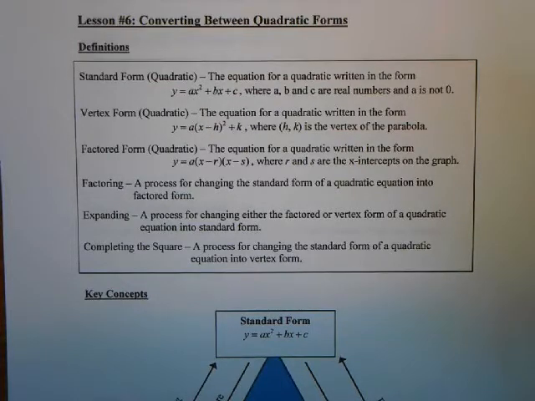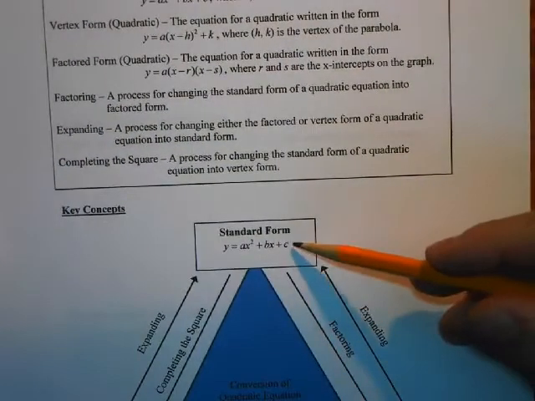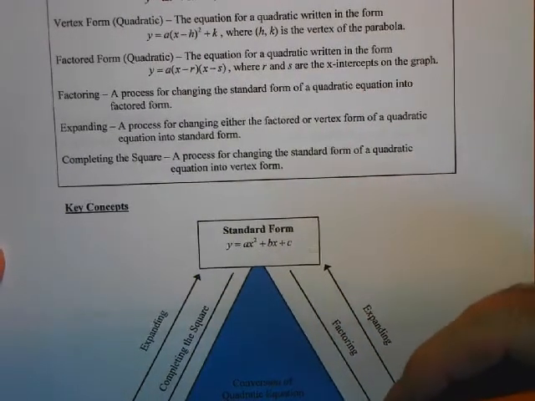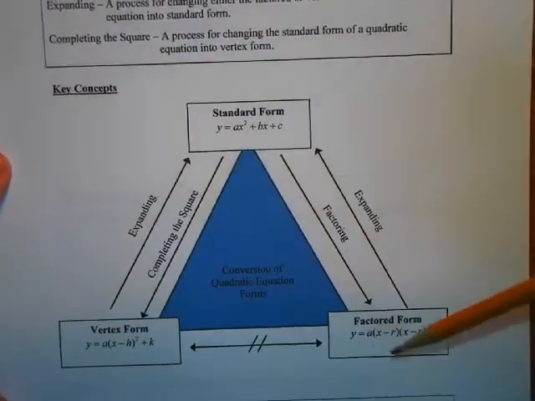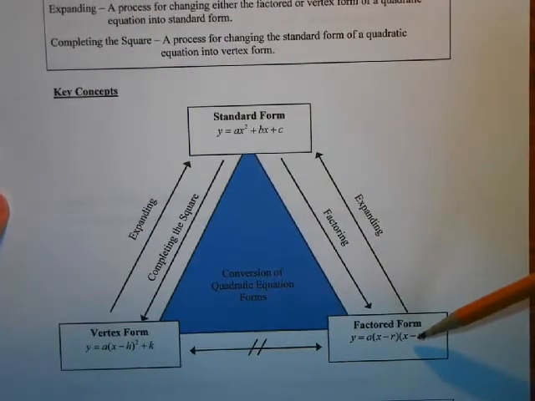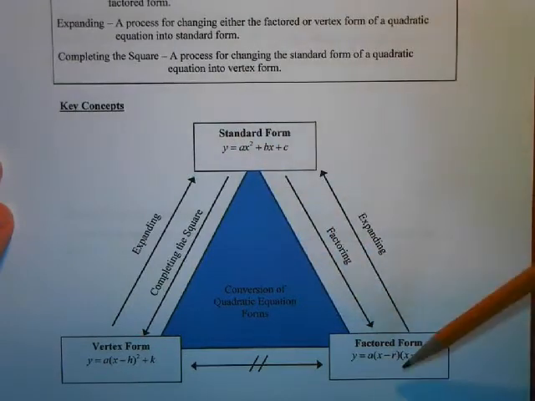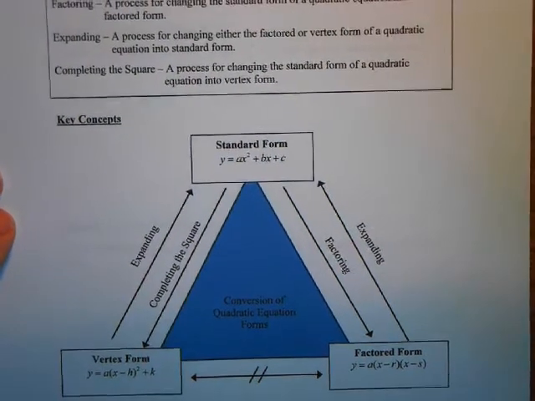We started with the standard form, which is y equals ax squared plus bx plus c. And then we spent about 3 lessons on vertex form. And the last lesson we looked at factored form. Okay, so we've got 3 different forms that we can write a quadratic equation in. Each of them have their own benefits.